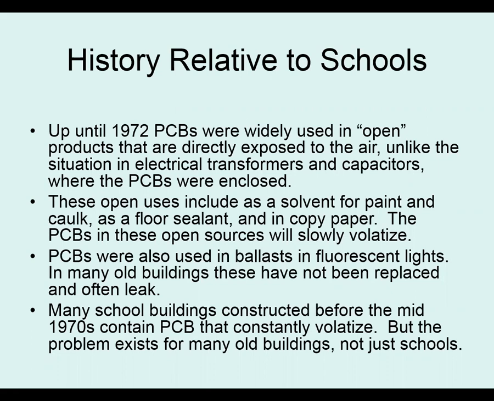Until 1972, PCBs were widely sold by Monsanto to be used in open products. That is, products that weren't enclosed like a transformer or a capacitor would be, but were open in the air. They were used as a solvent for paint and caulk, as a floor sealant. They were used in copy paper. And in any of these sources, the PCBs are going to slowly volatilize.